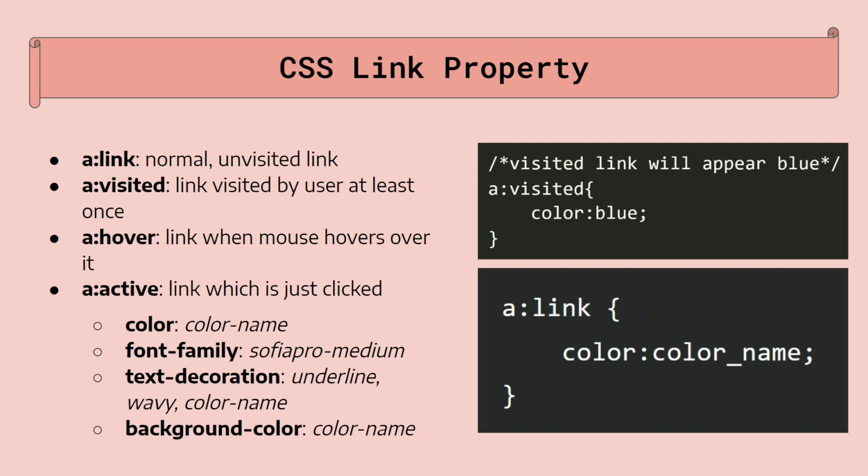So now on to the CSS link properties. The a:link selector edits a normal unvisited link. The a:visited selector edits a link that is visited by the user at least one time. The a:hover selector edits a link when the mouse hovers over the link. The a:active selector edits a link when it is clicked on. The properties for these selectors would be color, font family, text decoration, and background color.